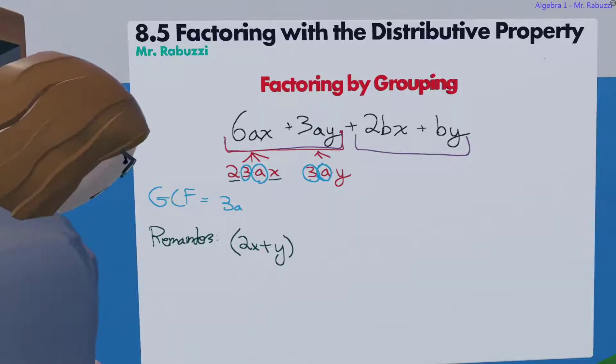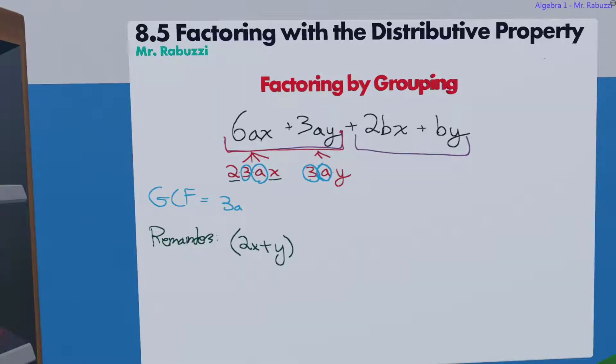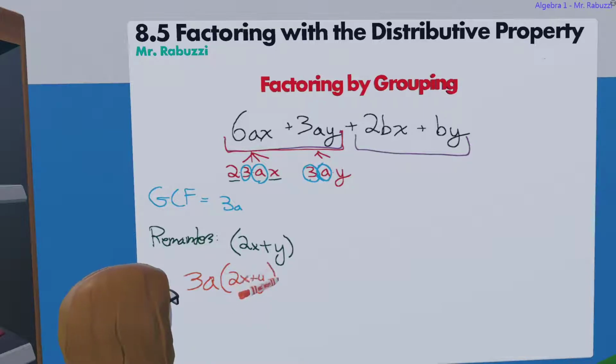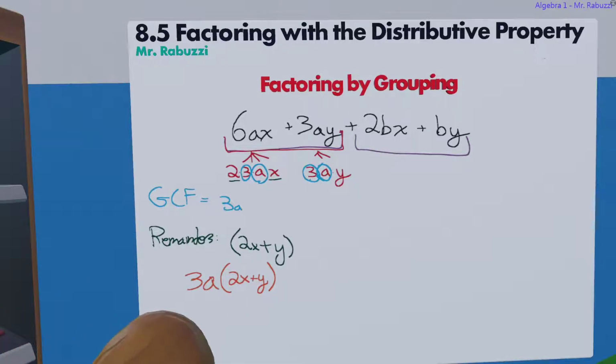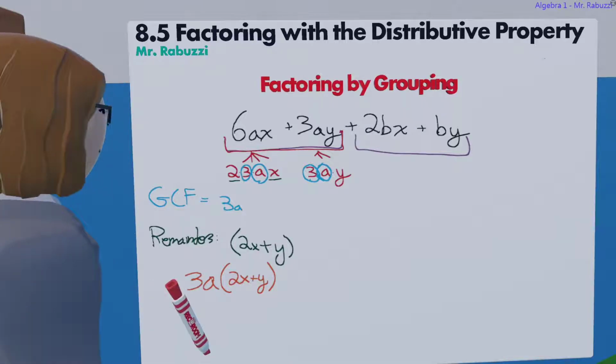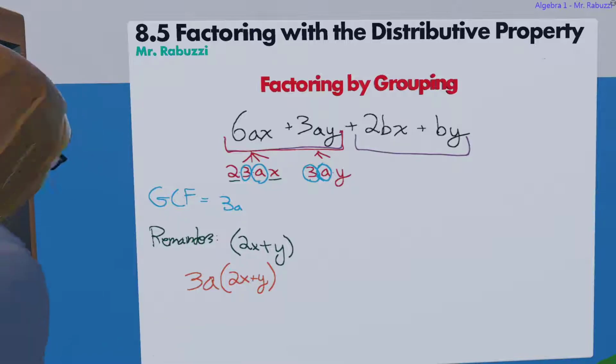Okay. Then our last step was combine them and check them. 3a times the quantity of 2x plus y. So that's another way to say parentheses is the quantity of what's inside. It's another way to keep it clear what you're actually talking about. Okay. That was my red side, so this will be the purple side.